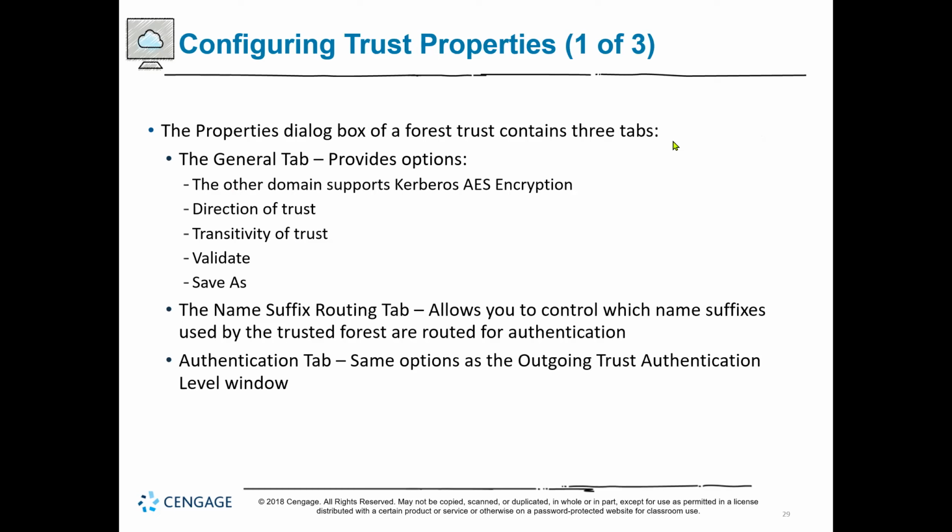Configuring trust properties. The properties dialog box of a forest trust contains 3 tabs. The General tab provides the options: whether the other domains support Kerberos AES encryption, direction of trust, transitivity of trust, validate, and save as. The Name Suffix Routing tab allows you to control which name suffixes used by the trusted forest are routed for authentication, and the Authentication tab has the same options as the outgoing trust authentication level window.